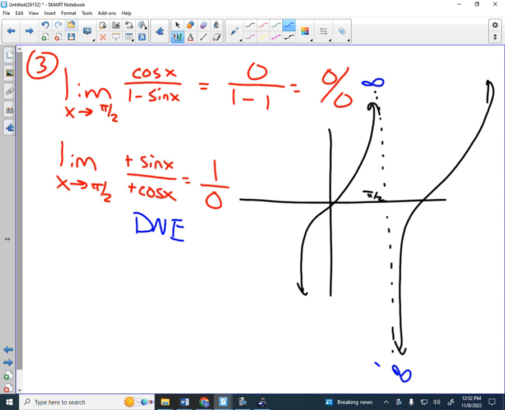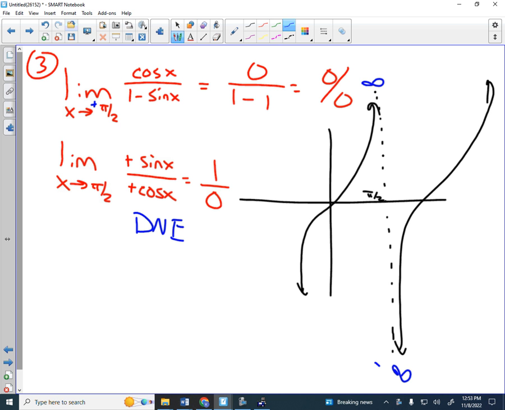Now, it is possible, very possible, that you could see this problem on the AP exam, and they would say you're going to determine this limit, but you are going to determine it from the right. Then you would have a result, wouldn't you? You would have negative infinity. So please just note the difference.